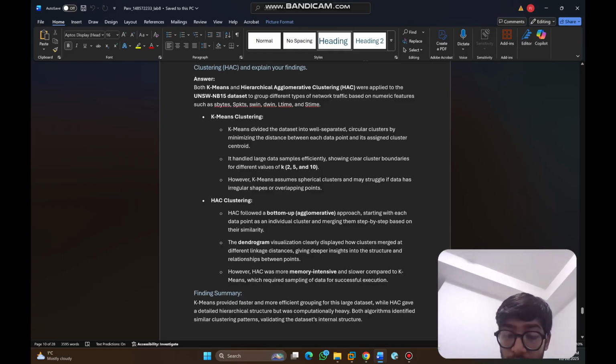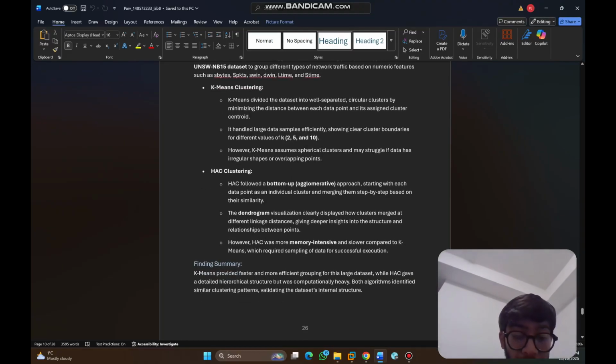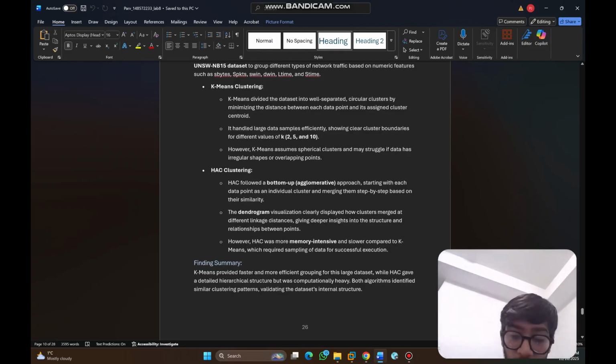However, HSE was more memory intensive and slower compared to k-means, which required sampling of data for successful execution. In summary, k-means provides faster and more efficient grouping for large datasets, while HSE gave a detailed hierarchical structure but is computationally heavy. Both algorithms identified similar clustering patterns, validating the dataset's internal structure.